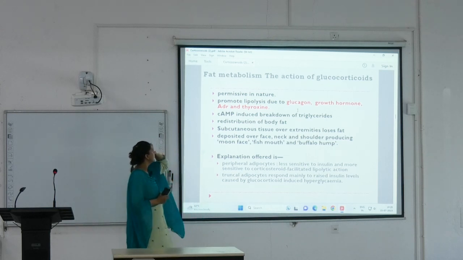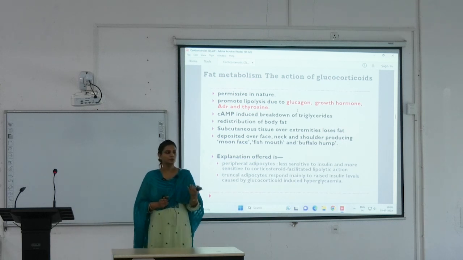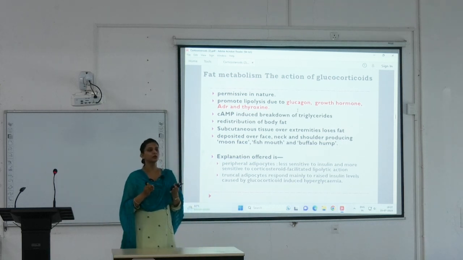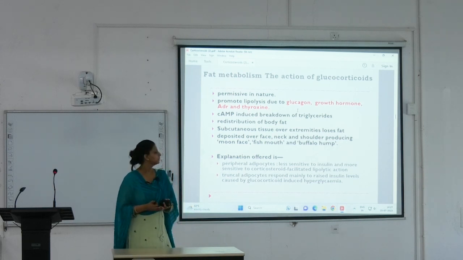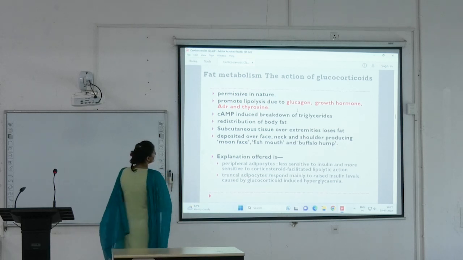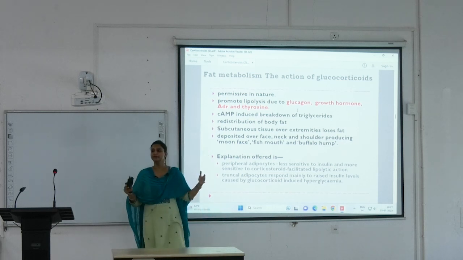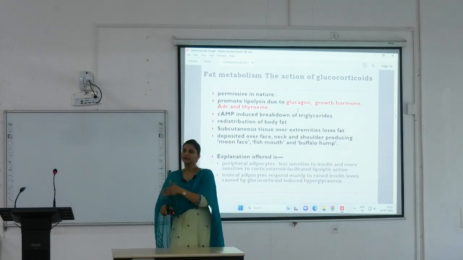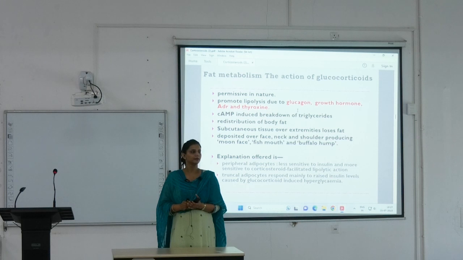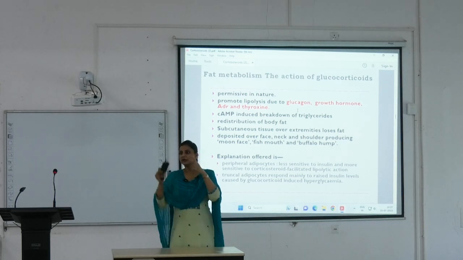Glucagon is also there. Okay? So they promote lipolysis, that is the breakdown of lipids. So breakdown of protein, breakdown of lipids. Okay? Breakdown of triglycerides, and the most important thing, redistribution of body fats. Peripheral fat is broken down and taken to be deposited centrally. Okay? Breaking down peripheral fats causes central truncal obesity.